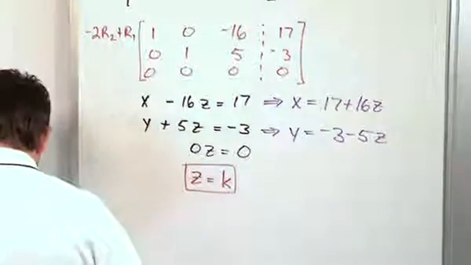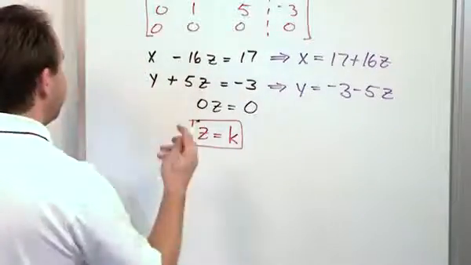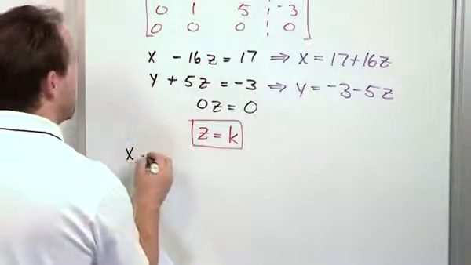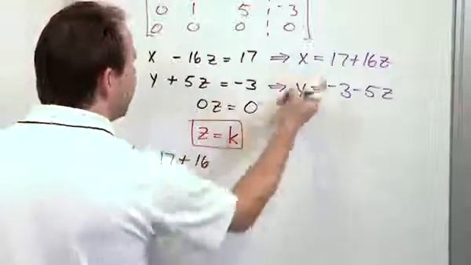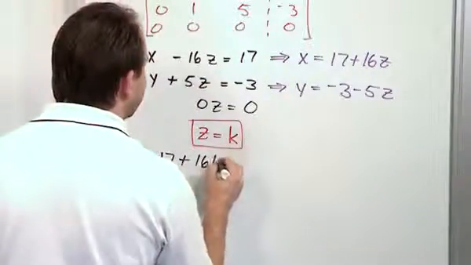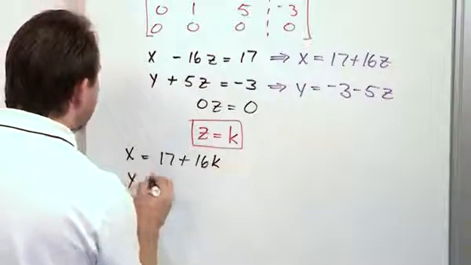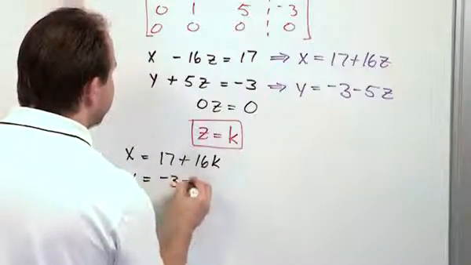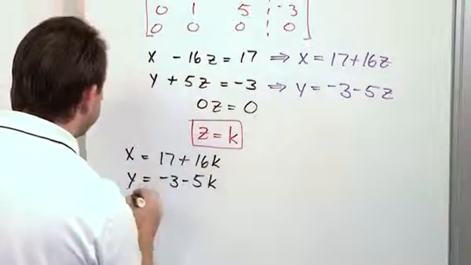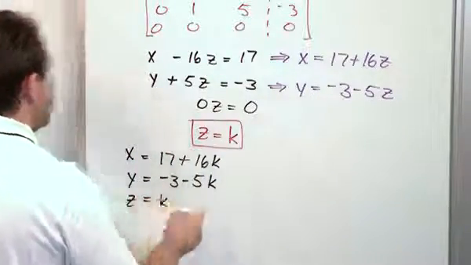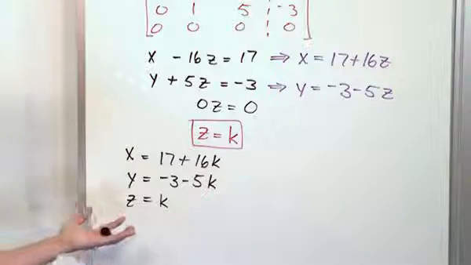Let me go ahead and switch colors here to black. So for x, this equation is 17 plus 16 times z, but we're allowing z to be k. So we'll just write it like this. Y is equal to -3 minus 5 times z, but we're allowing it to vary and be k. And z we're just saying is equal to k. So this is how you could circle it. I mean, this is perfectly valid.